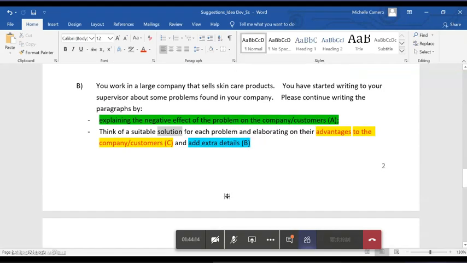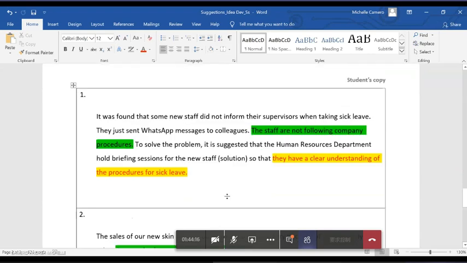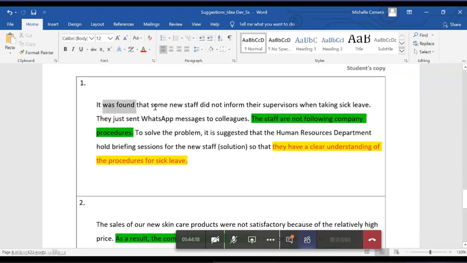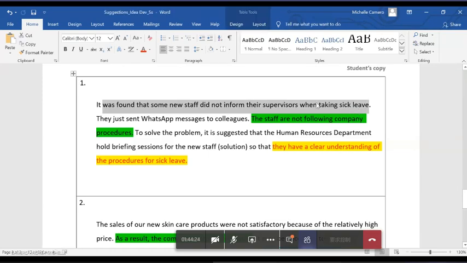I'm just going to read to you. All right, so the first problem. It was found that some new staff did not inform their supervisors when taking sick leave. So people are calling in sick, but they're not telling their bosses. More information about that, they just sent WhatsApp messages to colleagues.